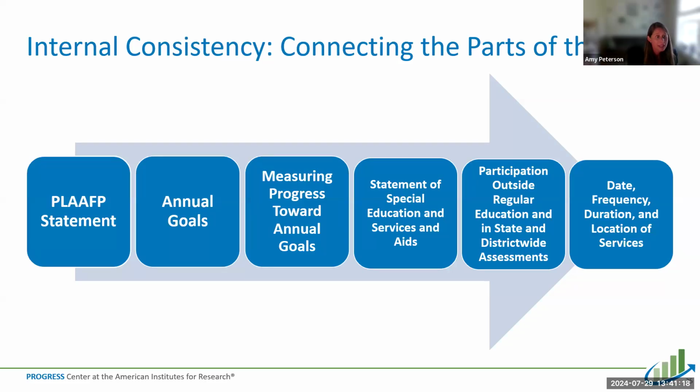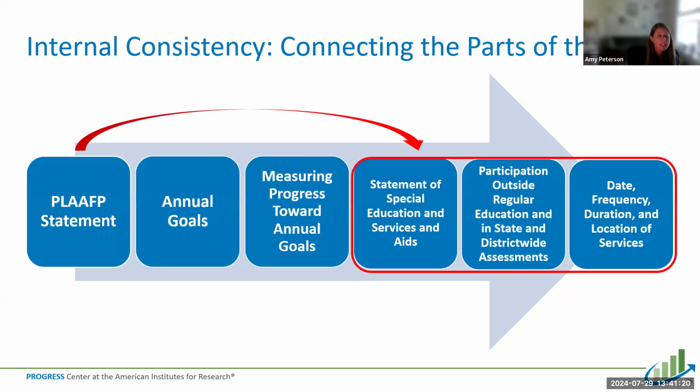So if you click forward, we can see some of these components, right? So we know that the present level statement has to drive the statement of special education services and the decisions about participation outside of regular education, district and statewide assessments, and those service placements and the date, frequency, duration, and location of those services. That present level statement, the needs identified there, really helps us to develop and justify all of those decisions we're making as an IEP team.